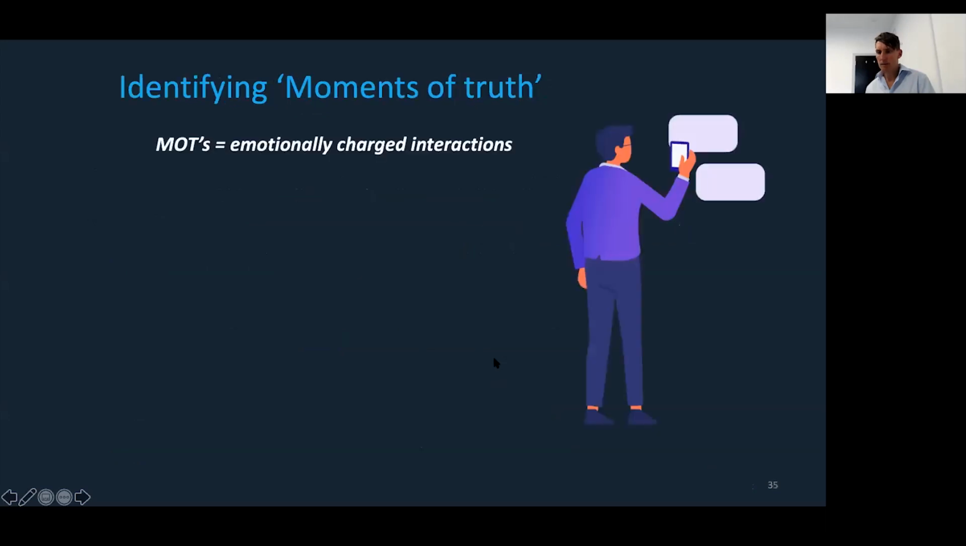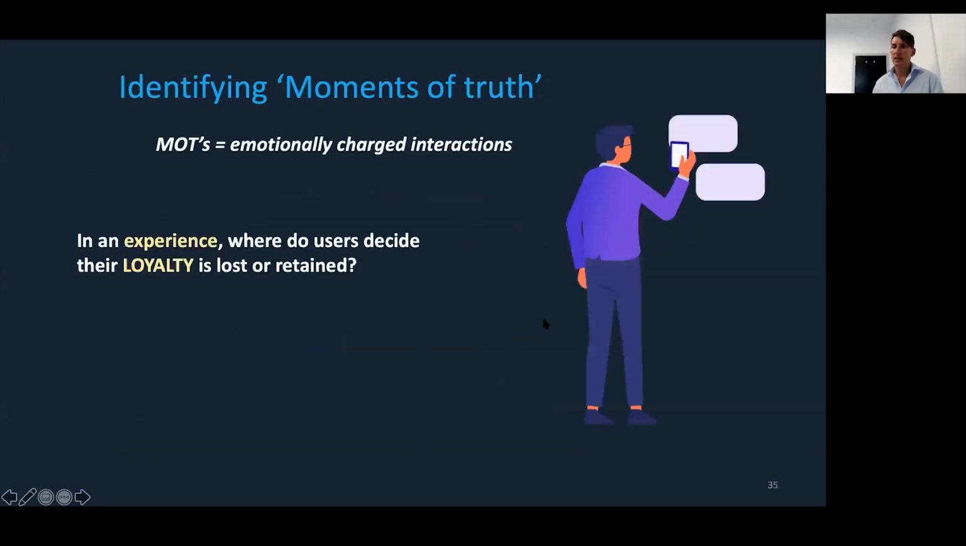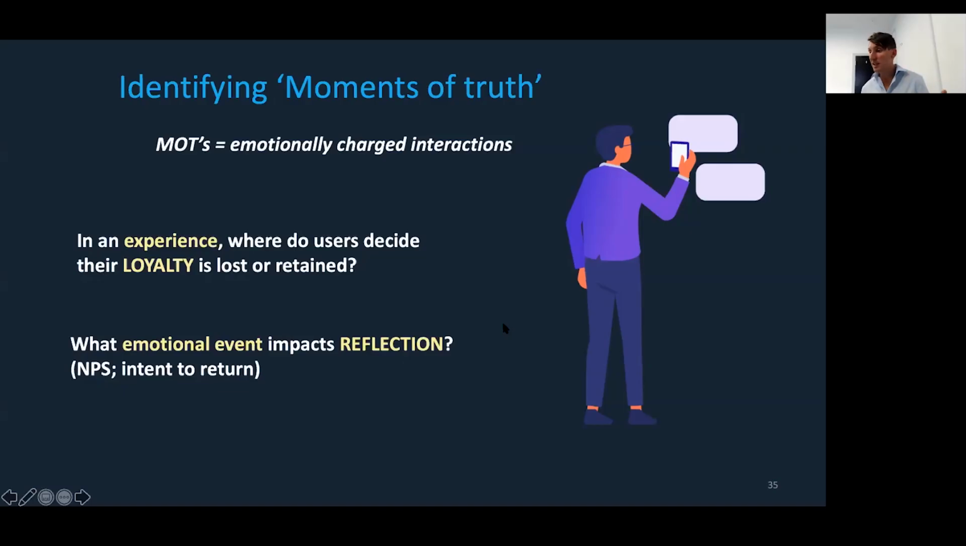Okay, so then we go to MOTs, emotionally charged moments. And the question is, in an experience, where do users decide their loyalty was? They were like, "Wow, then I knew that was the best thing." Or like the experience I told you, the new shoppers, they signed up to the rewards program. They expected an email. Where was the email? At least give us a 10% coupon to encourage us to shop.